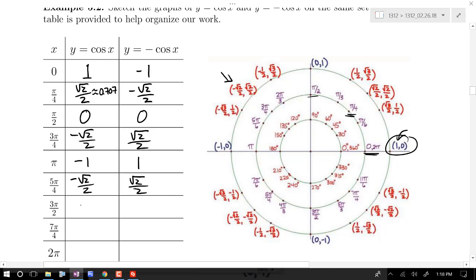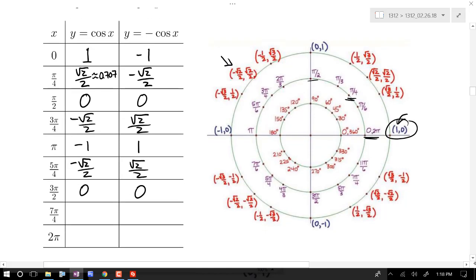3 pi over 2, that's at the bottom. 0, and its negative is 0. 7 pi over 4? Root 2 over 2, and its negative is a negative root 2 over 2. And 2 pi? 1 and negative 1. Great.